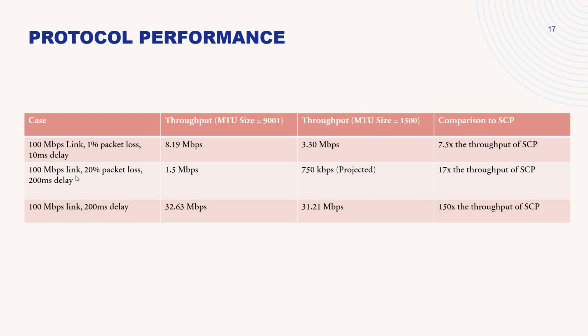So let's look at the next situation. That's the most drastic situation, where we have a high bandwidth delay product and also 20% packet loss. In this situation, our protocol performs at 1.5 Mbps, and because in this case we perform many more retransmissions, our throughput reduces. But still, we can see even in this case our throughput is about 17 times the throughput of SCP.